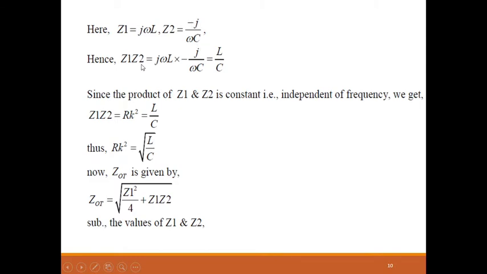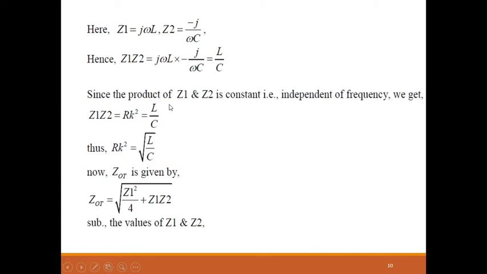Hence the Z1 and Z2, as we saw earlier in the constant K filter relationship, should be equal to Rk square. So first we multiply Z1 and Z2: j omega L into minus j omega C. Both the omega terms get cancelled. Then j into j is j square, whose value is minus 1. The minus that is already there times minus gives plus. So L by C will come.